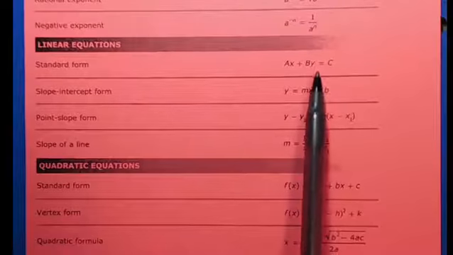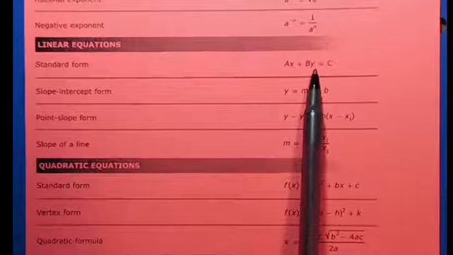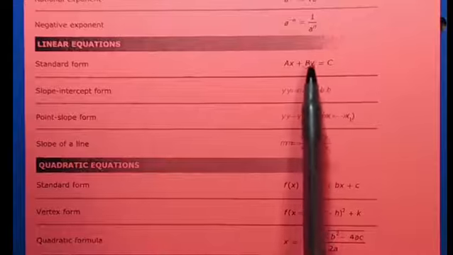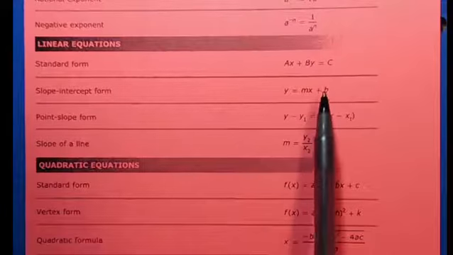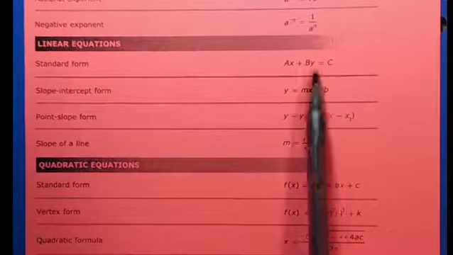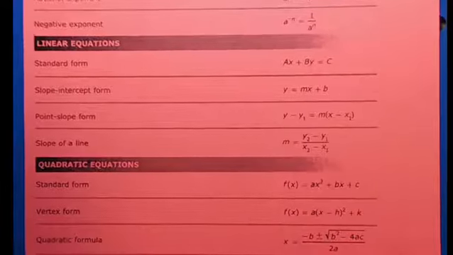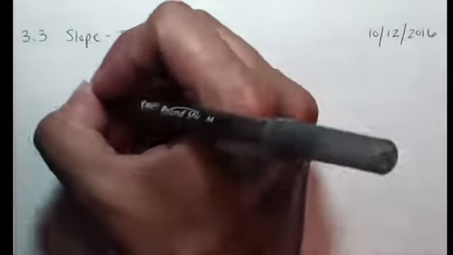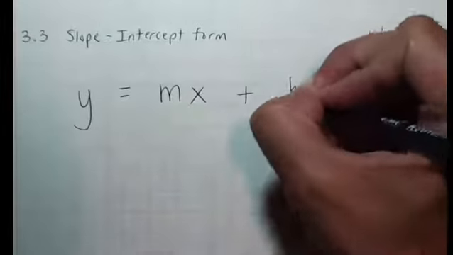If you look above that, standard form, we're going to be learning that in the next couple days. That's another way of writing a linear equation, as well as point-slope formula. So these three formulas all mean the same thing. It's just different ways of writing the equation, and we can convert each one to the other. Today we're focusing on slope-intercept form, which is y equals mx plus b. So let's go ahead and write that very large at the top. I'm going to put y equals mx plus b.